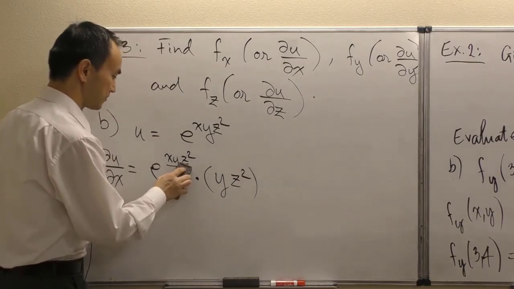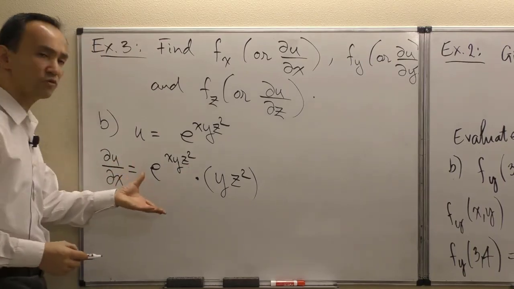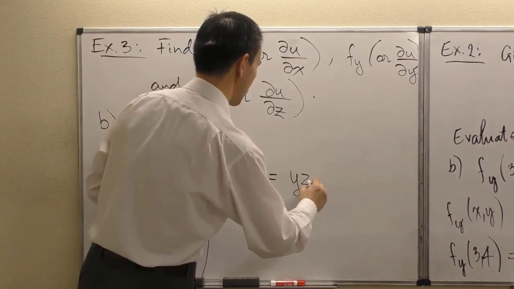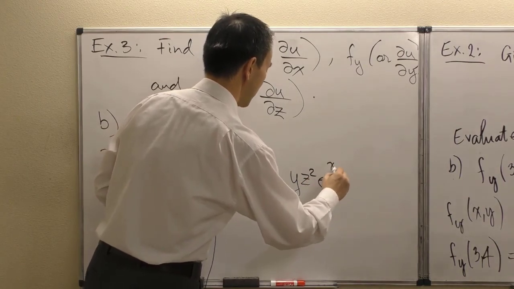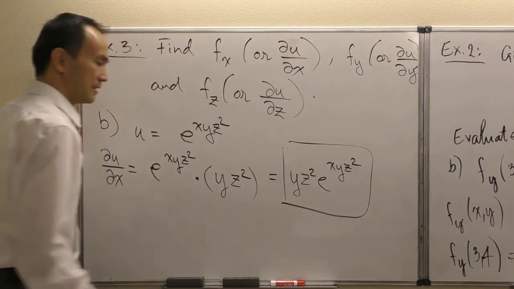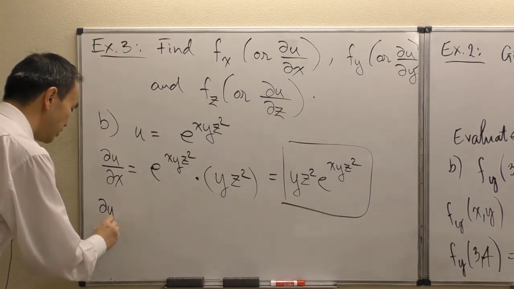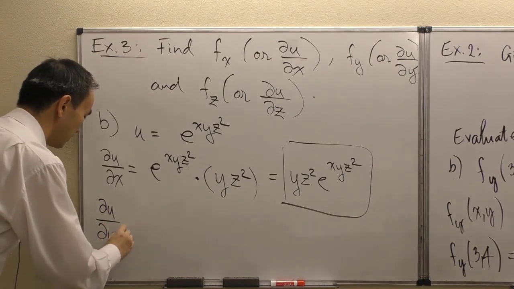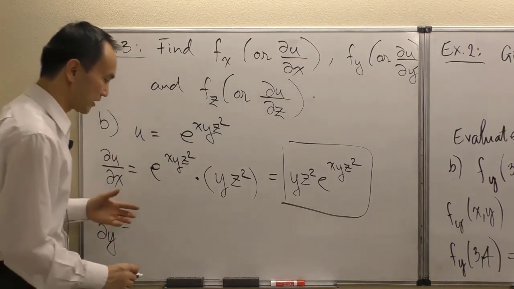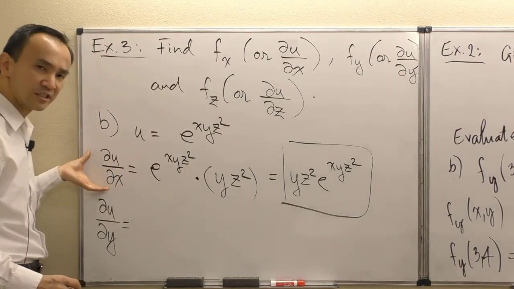All right. And that's how I'm done with my function. And we can just simply rewrite this as yz squared times e to the xyz squared. That's how we're done with that. All right. And then du dy, partial derivative of u in terms of y. Here I can do as following. It's very similar to how I've done that in the earlier partial derivative.